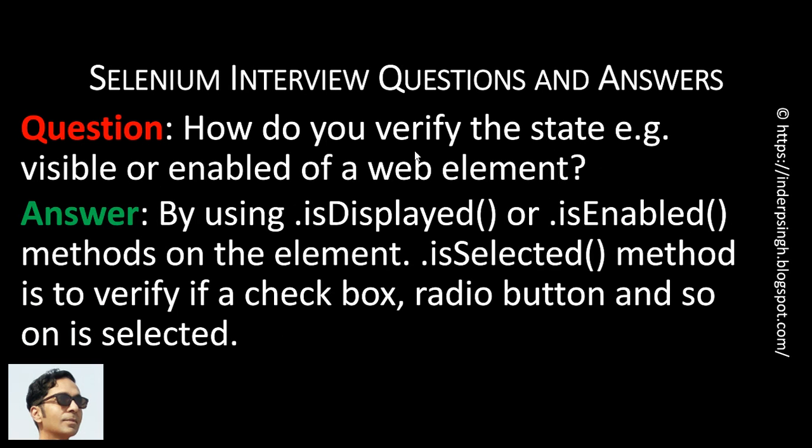How do you verify the state, for example visible or enabled, of a web element? There are isDisplayed or isEnabled methods, and the isSelected method is used to verify whether a checkbox, radio button and so on is selected.